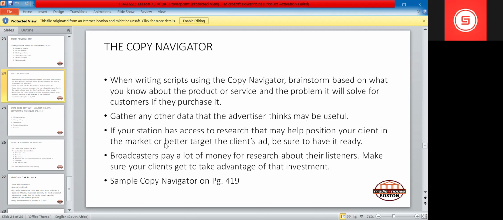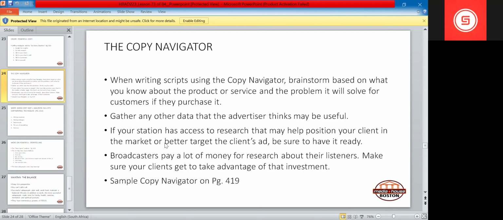Gather any data that the advertiser thinks might be useful, and if the station has access to research that may help position your client in a better way in the market, go ahead and put that in as well. Broadcasters pay a lot of money for research about the listeners, and that's the truth, right? So make sure that when you do have that information, you are using it to your advantage.